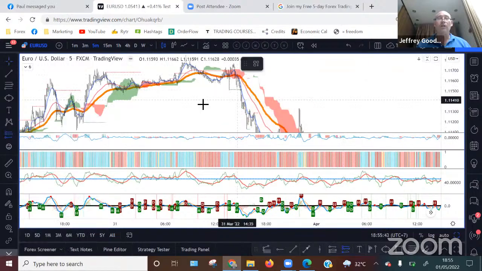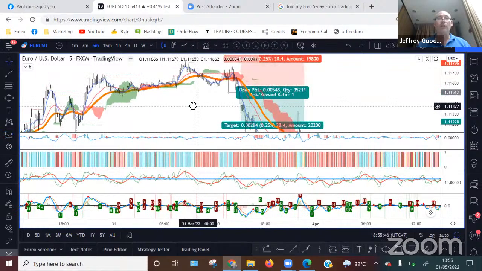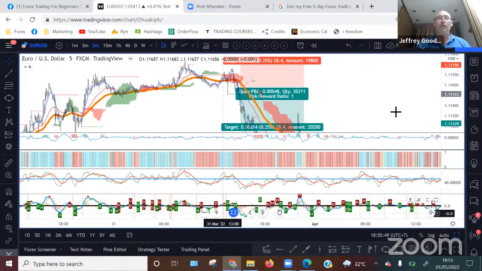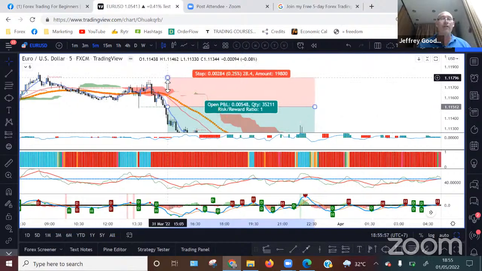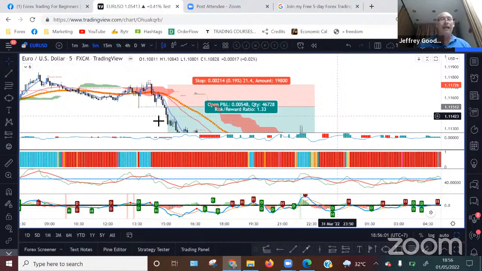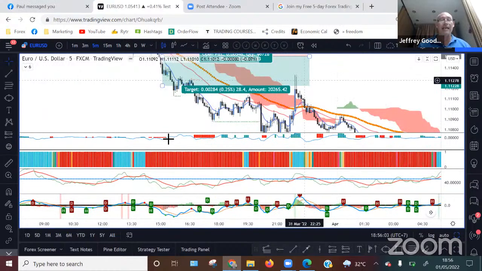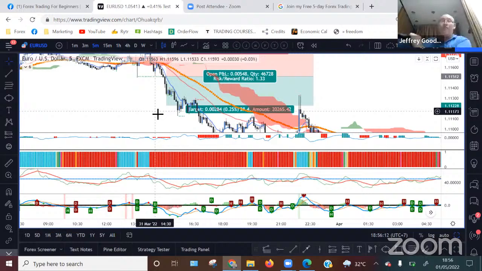Short. Now, let's just double check. Let's not enter it willy-nilly. Let's see if everything else supports this entry. Potentially, we'd have a stop loss on the other side of the cloud. Is this red? Yes, it is. Is this red? Yes, it is. Is that below the line? Absolutely, ladies and gentlemen. We are on fire.